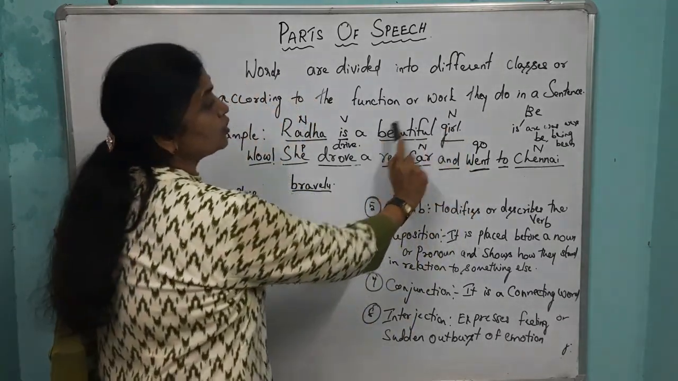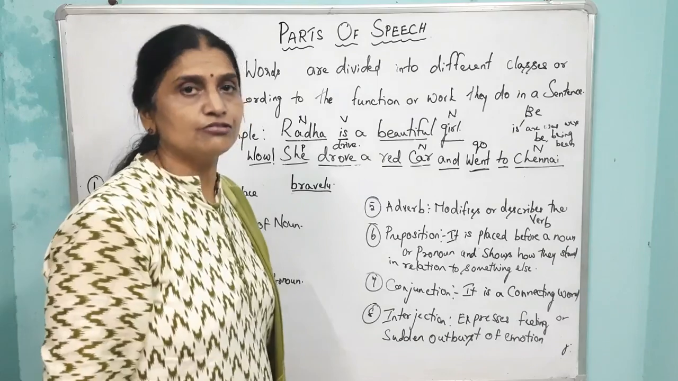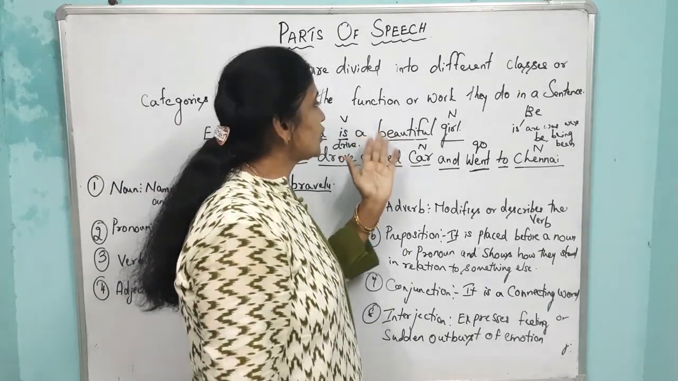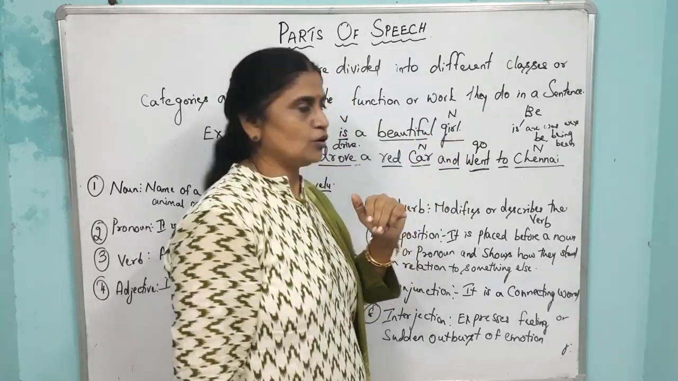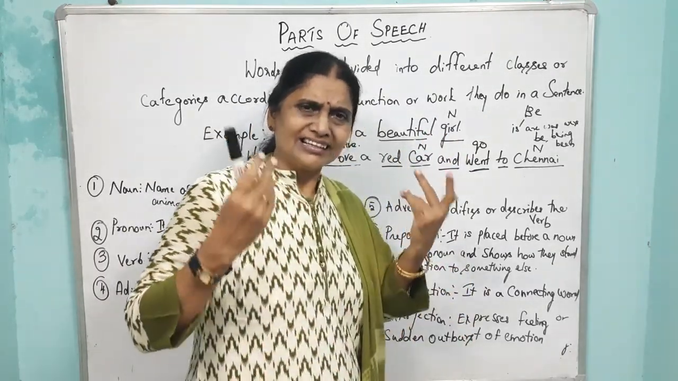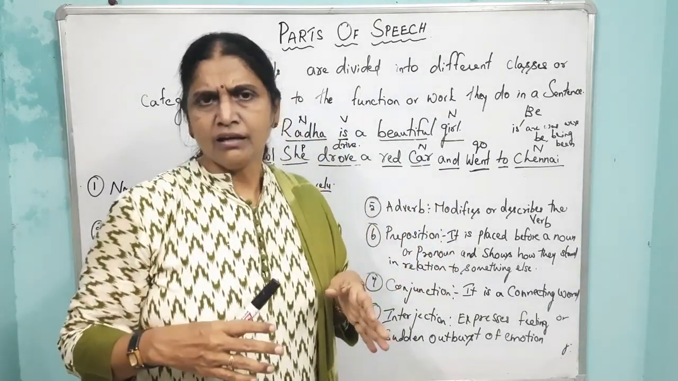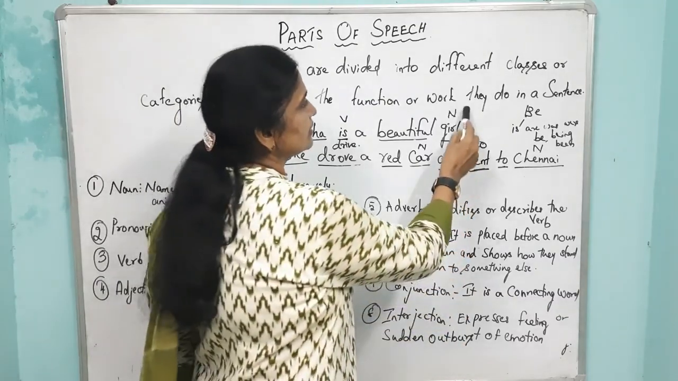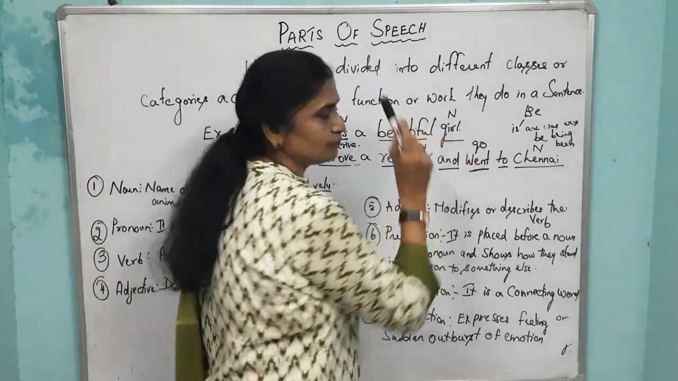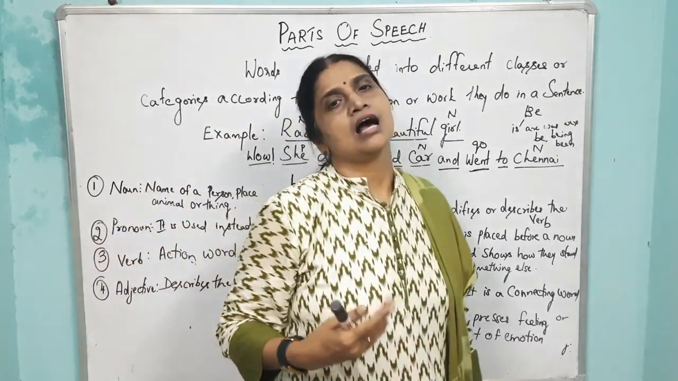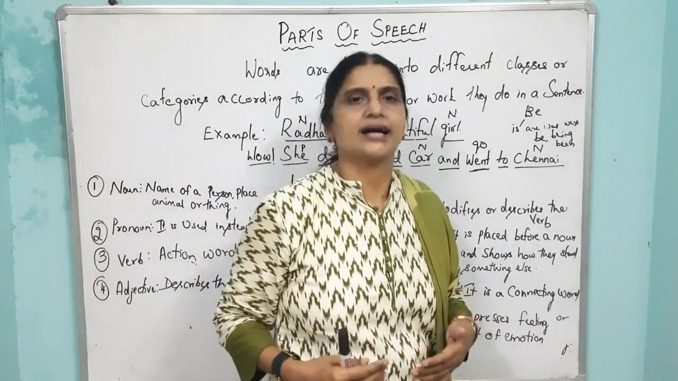Now, beautiful girl. Beautiful. So this beautiful is talking about whom? The girl. How is the girl? Is she beautiful, ugly, lean, kind, cruel? All these things are descriptions of the noun girl. It tells something more, it gives more information about the girl Radha.